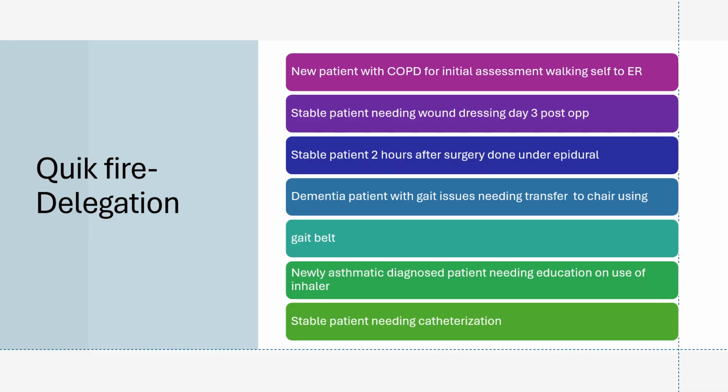Tell me, which one are you going to delegate to an RN, to an LPN, or to a UAP? So new patient with COPD for initial assessment, walking self-foot to ER, stable patient needing wound dressing day 3 post-op, stable patient 2 hours after surgery done under epidural, dementia patient with gait issues needing transfer to chair using gait belt, newly asthmatic diagnosed patient needing education on use of inhaler, stable patient needing catheterization. You have a minute.